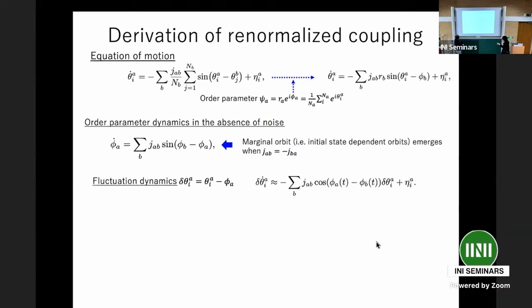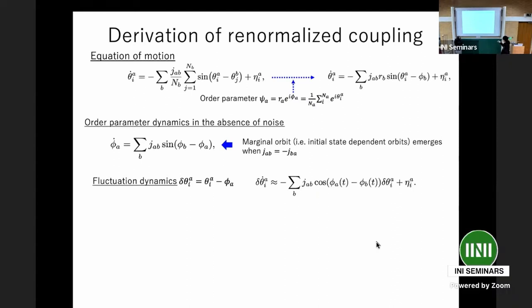Now, let me start with no noise. In the absence of noise, all the theta_i^a will align, so theta_i^a will be equal to phi^a. And so I get this two-spin model. As I told you, this will have marginal orbits when they are symmetric. Now, let's add noise to this and look at the fluctuation. I'm assuming that the noise is still small.